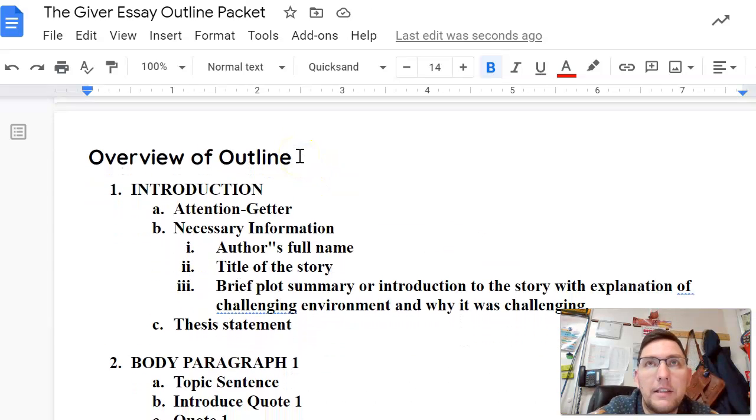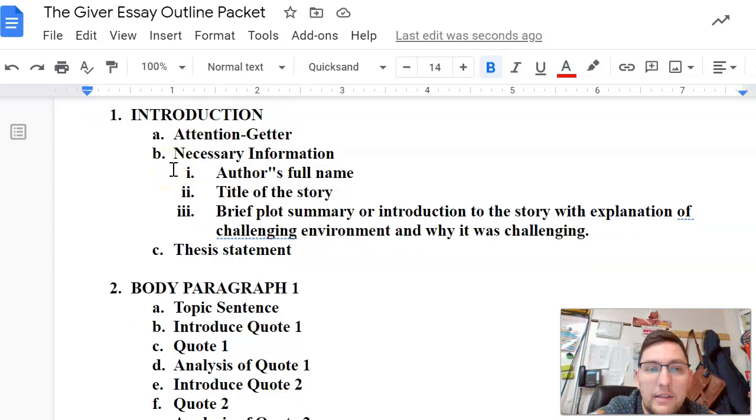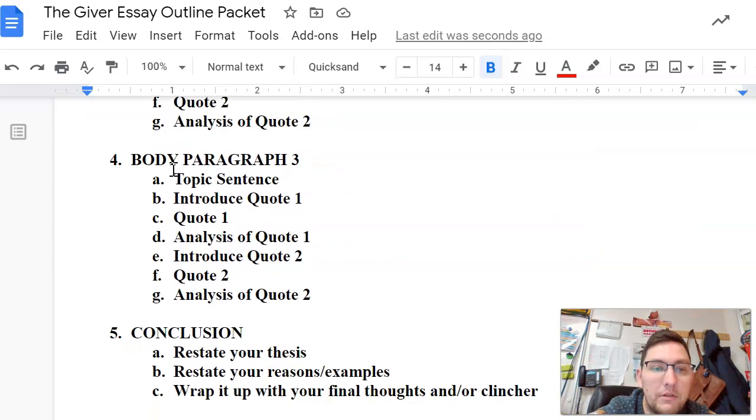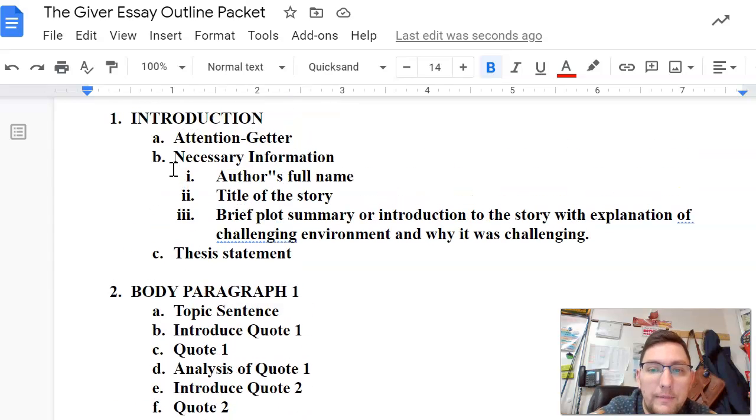So let's review the overview of the outline. An outline basically allows you to put all your thoughts together. That's what an outline is. This is a 5-paragraph essay. So the outline is an introduction, body paragraphs 1, 2, and 3, and conclusion. The body paragraphs are going to be pretty much identical in structure.